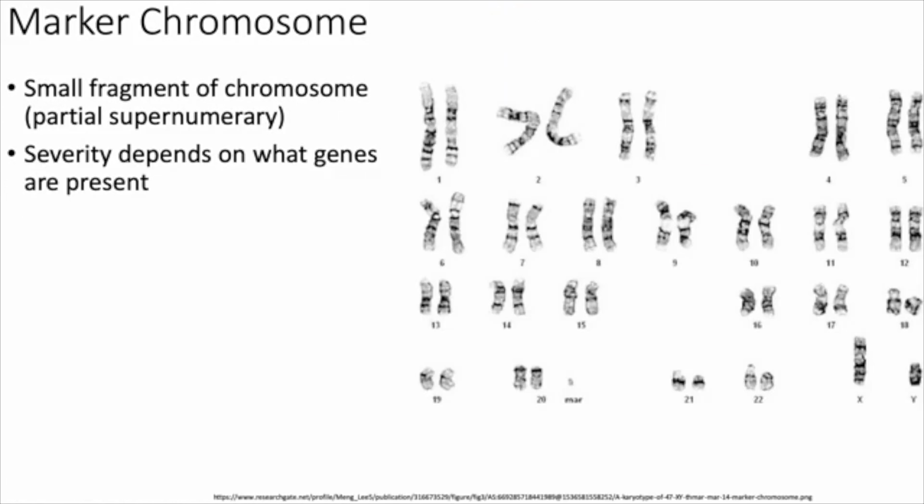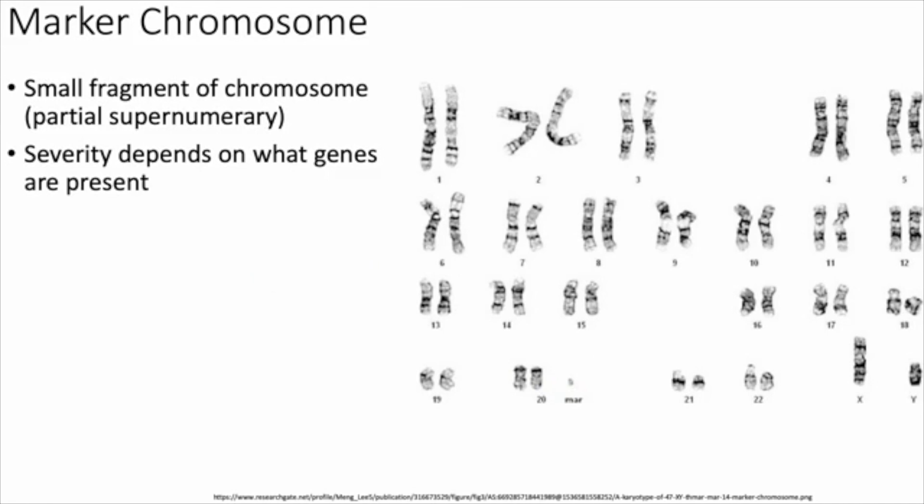The last thing I want to talk about are marker chromosomes. If you encounter a marker chromosome, in this case down here, it doesn't necessarily belong with the 20th chromosome. They just stuck it here because there was space. But a marker chromosome is just a small piece of a chromosome. So you can call that partial supernumerary.